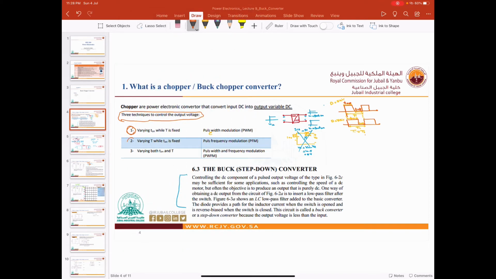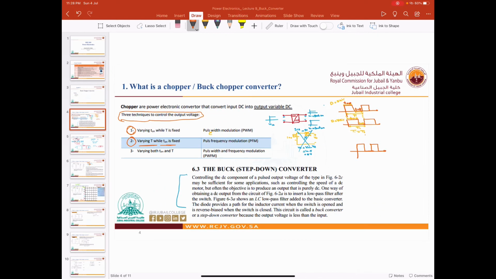Okay, now let's go to the second one, يا شباب. The second is varying T while T on is fixed. Now T on is fixed. Now let us bring back the first signal here. This is the first signal. This is T on, this is T off, and here is T on, and here is T off, right? So this is the first signal.